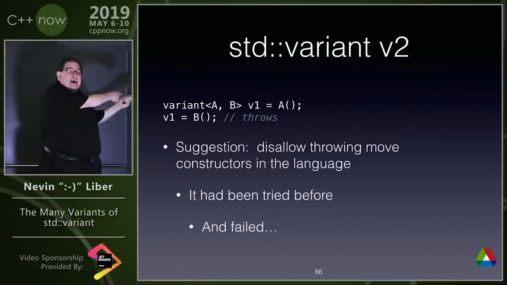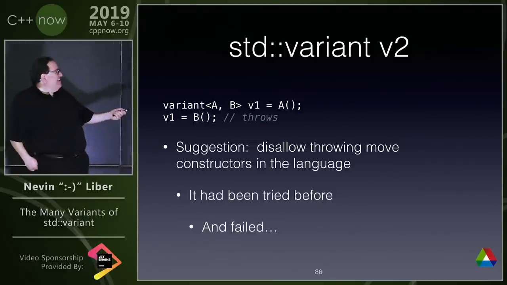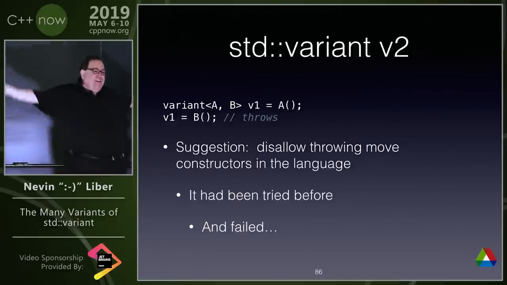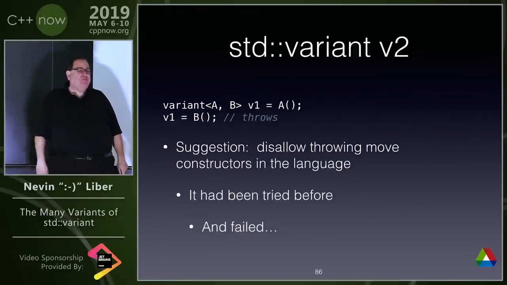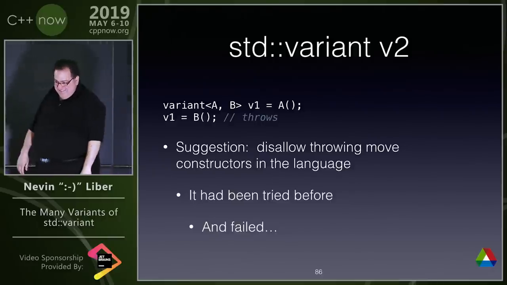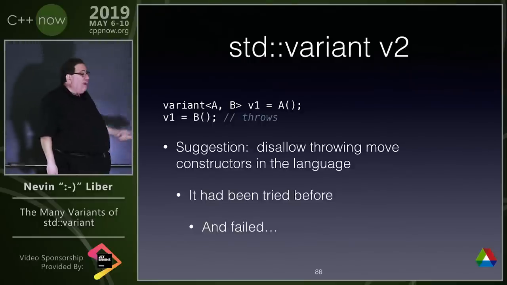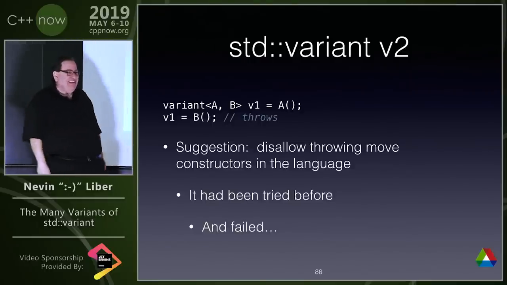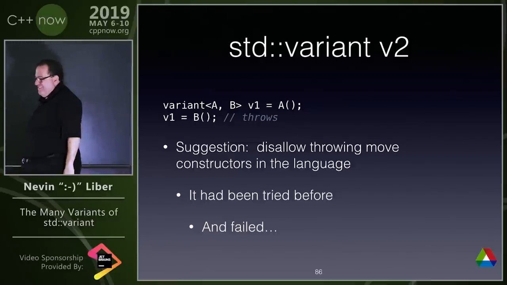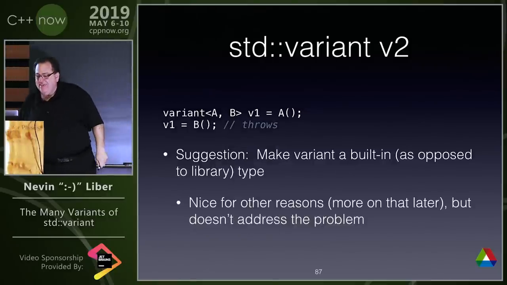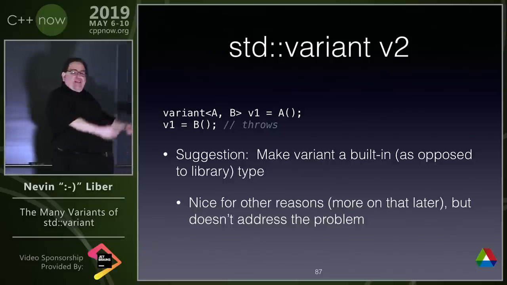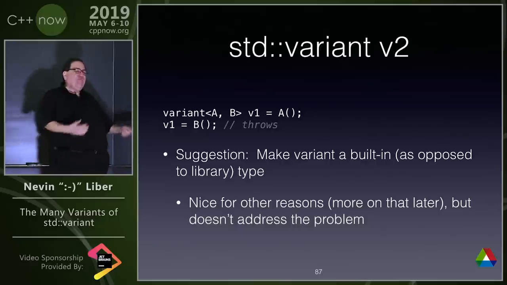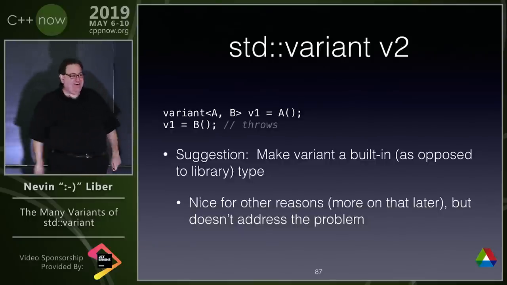We went through a lot of different ideas. So let's get even more draconian. That's it, you can't throw from a move constructor, period. Let's change the language. Before my time, it had been tried a couple of times, and it literally failed every time. Let's make it a language variant, which is nice, but that doesn't actually solve this problem. You still have to think about what should happen here.